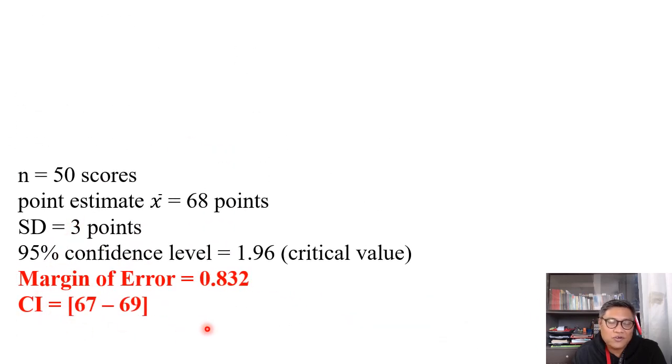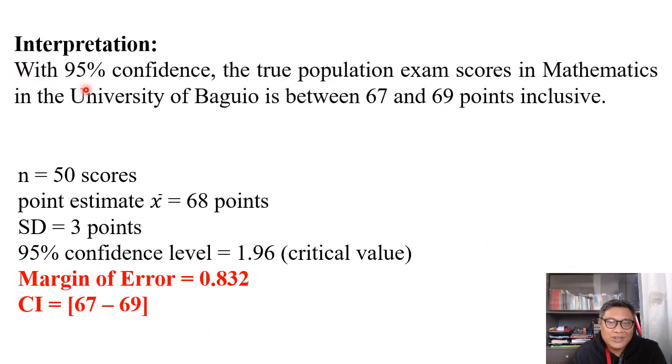So therefore, if you're going to interpret now the results based on the problem, with 95% confidence, the true population exam scores in mathematics in the University of Baguio is between 67 to 69 points inclusive. In other words, either it's 67, 68, or 69. So this is what we are expecting, class.